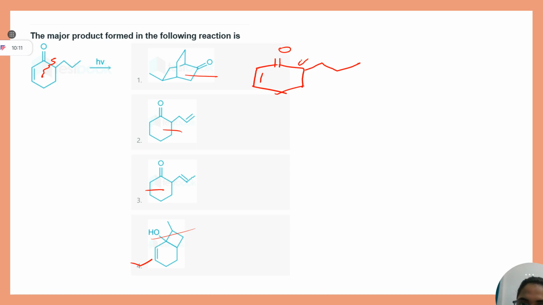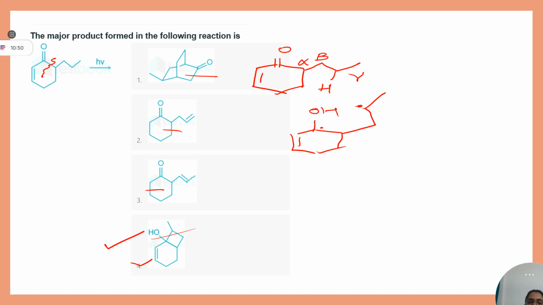See how to do nomenclature. Alpha, beta, gamma. Now see, students, if this hydrogen gets cleaved here, what will you get? This is your gamma hydrogen abstraction. Yes or no? Now you just have to combine these radicals and you will get option number 4.